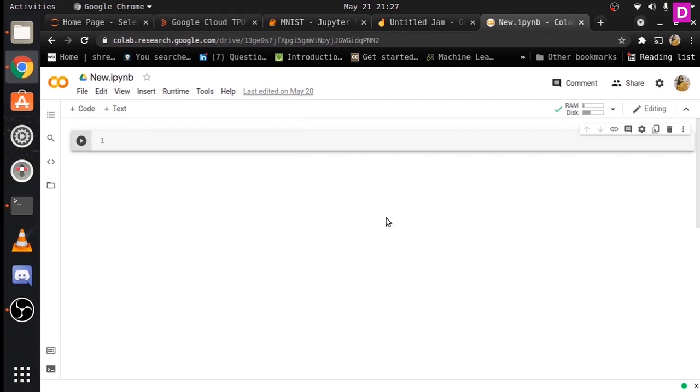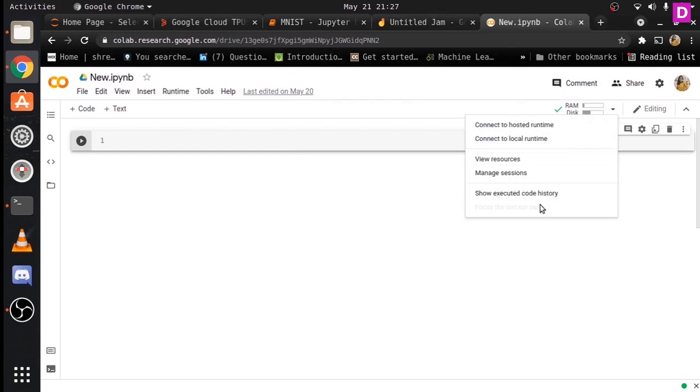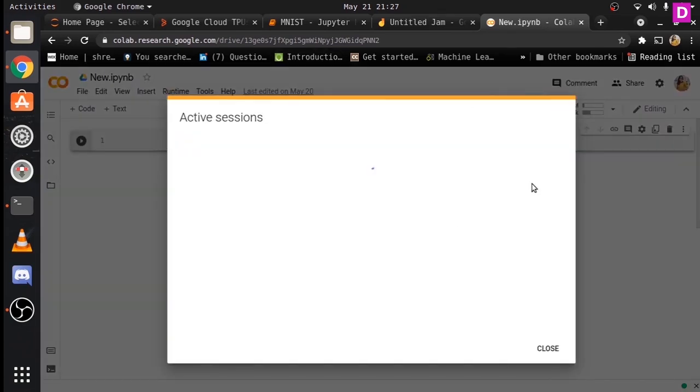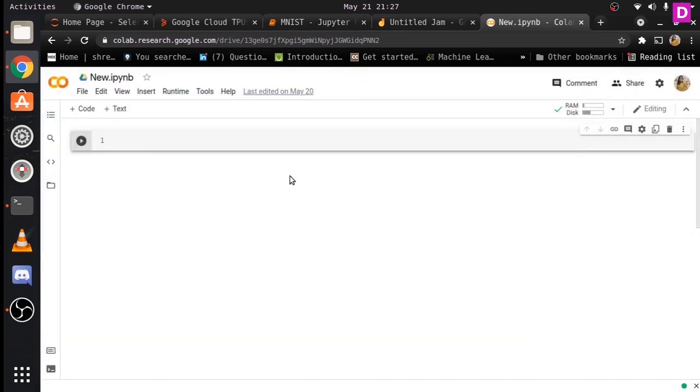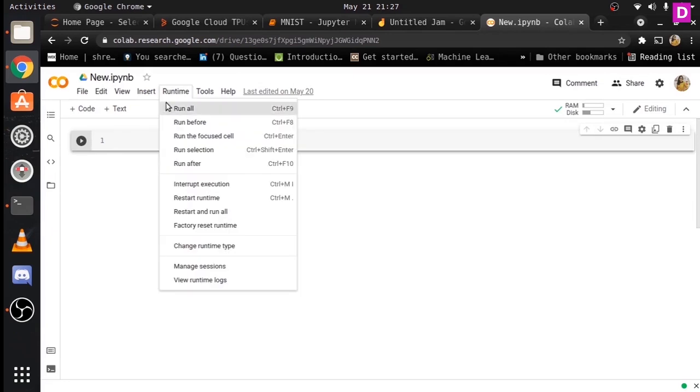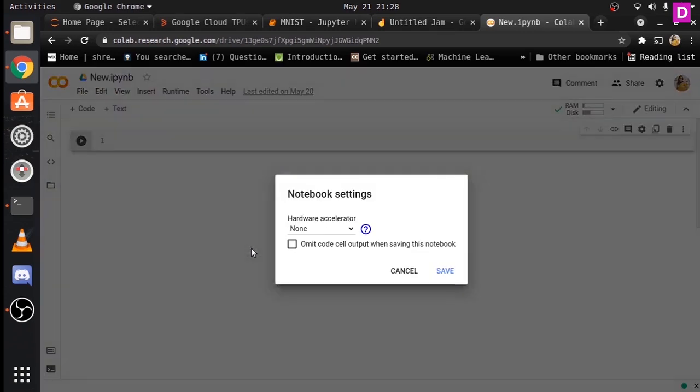Restart runtime. Whenever you open the Colab notebook, you have a runtime here. You can actually terminate the runtime through this option. What this will do is, if you are using it, it will stop. It shows the RAM used and the last execution. This is a new notebook, so there is no execution. The other interesting thing about this is change runtime type.